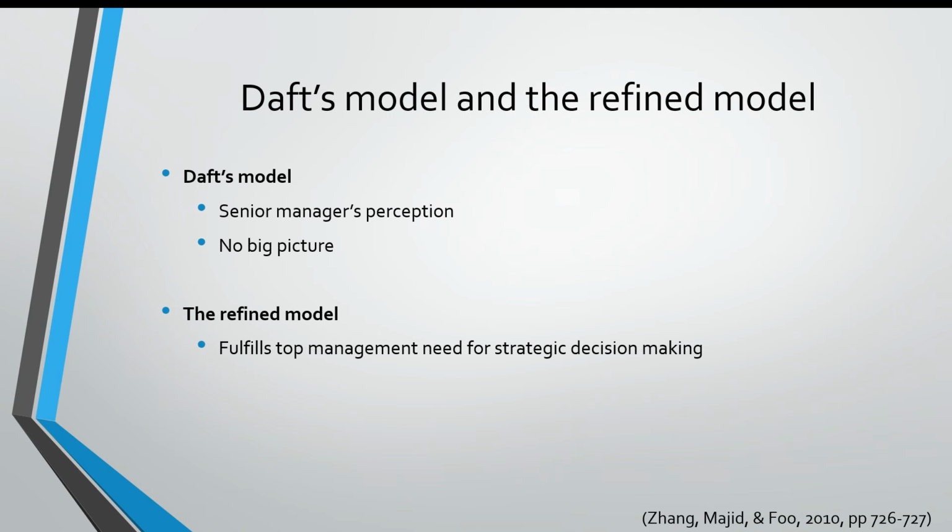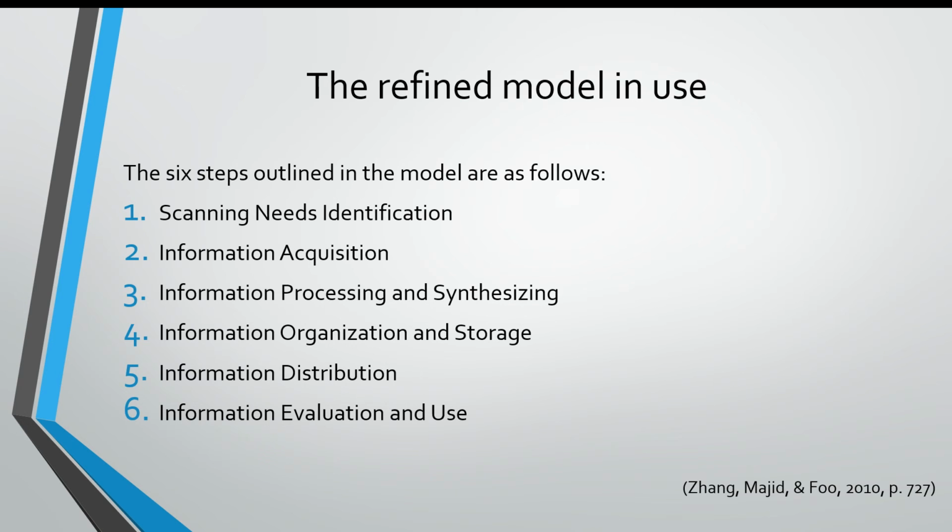We instead opted for a refined model outlined by Zhang, Majid, and Fu. The refined model they proposed in their 2010 article is based on a formal six-step environmental scanning process conducted to fulfill top management's needs for strategic decision-making. The 6 steps outlined in this refined model are the same 6 steps we discussed earlier. As a refresher, they are as follows.